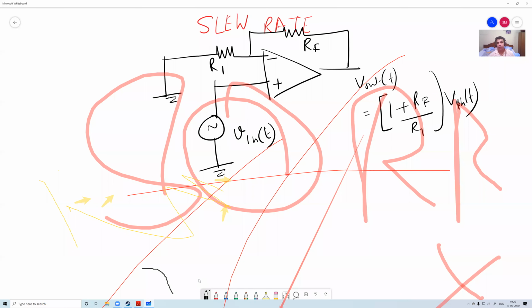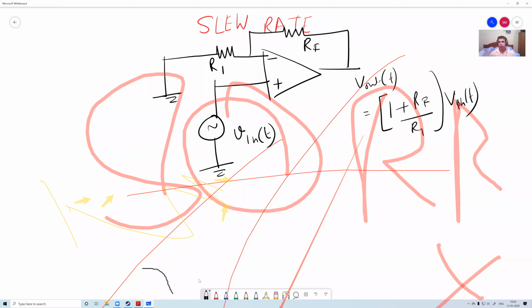Right, so the output will change according to input, right? We expect the output to change instantly with the input. Are you following me? If the input changes, we expect that the output should change at the very same instant. For ideal op amps, true. For practical op amps, it is not so. The output does change, but it takes some finite time.